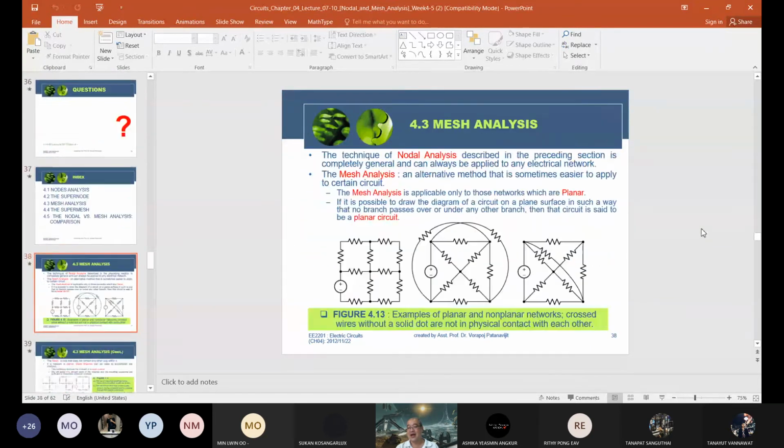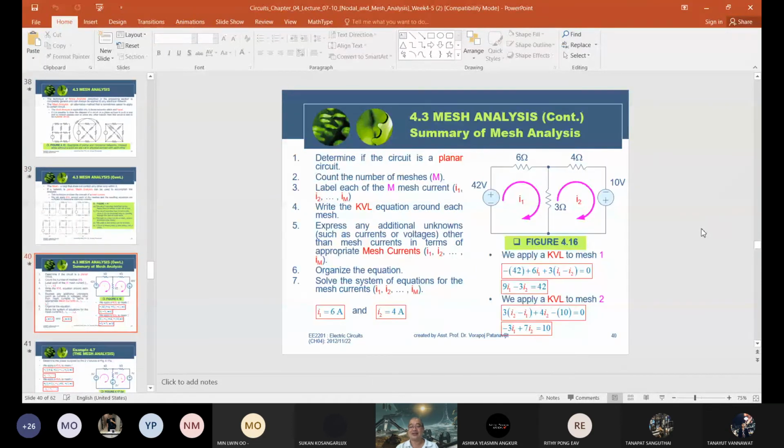Okay, next one is the mesh analysis. The mesh analysis can be applied on a circuit containing only voltage sources. No current source in here, only voltage sources. You apply Kirchhoff's voltage law, KVL, in each mesh, set the equations and you can solve them. The result that you solve for is the mesh currents I1, I2, I3, and I4.